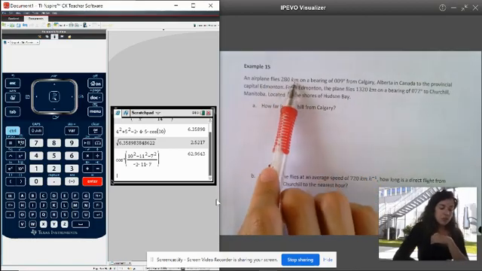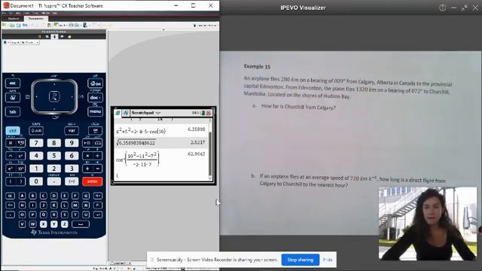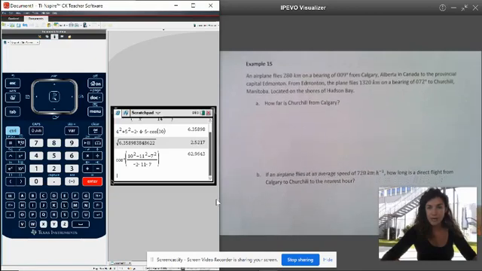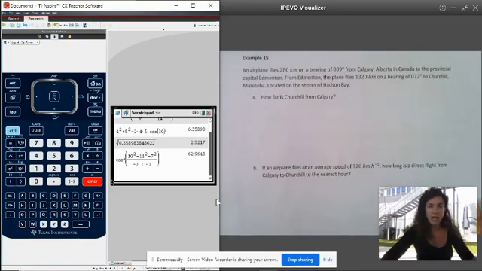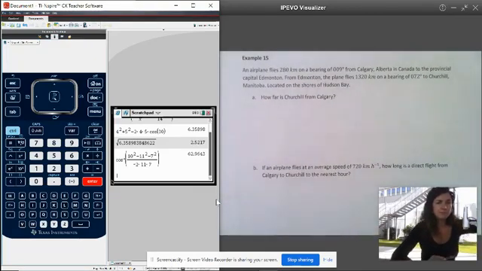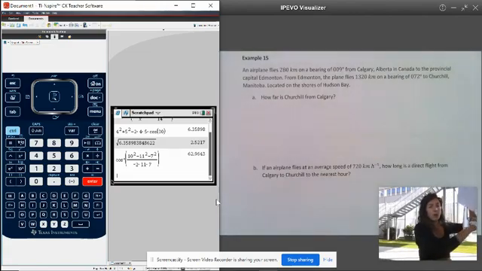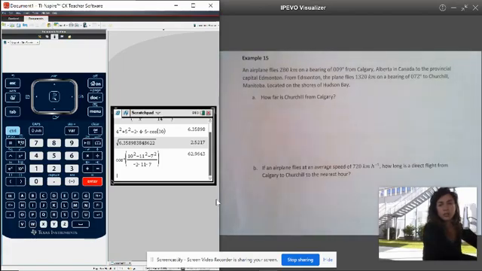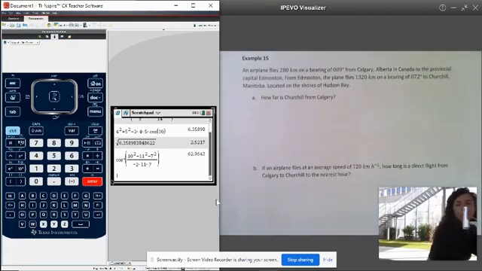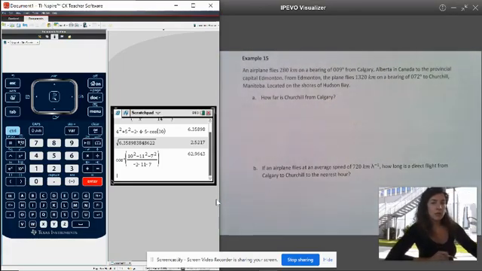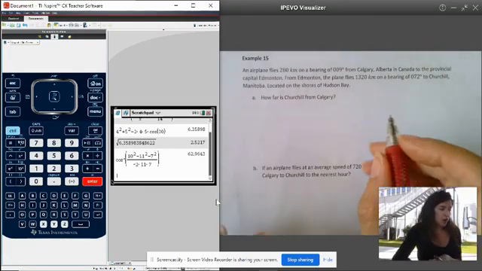So an airplane flies 280 kilometers on a bearing of 9 degrees from Calgary, Alberta, in Canada, to the provincial capital of Edmonton. The plane flies 1,320 kilometers on a bearing of 72 degrees then to Churchill, Manitoba, located on the shores of the Hudson Bay. So we need to first figure out the drawing.